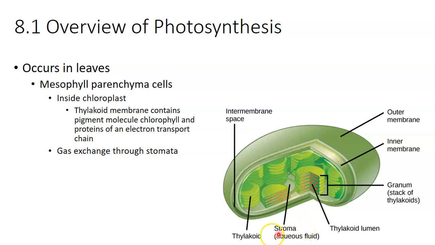And then what we have are these disc-like structures called thylakoids. If we chop this disc down the middle, we get a structure that looks like this. Each of these discs has an inner space called the lumen, the thylakoid lumen. If we have a whole stack of thylakoids, these are all interconnected, and the stack is called a granum. This is the structure inside of these mesophyll parenchyma cells inside the leaf that is really going to be responsible for photosynthesis.